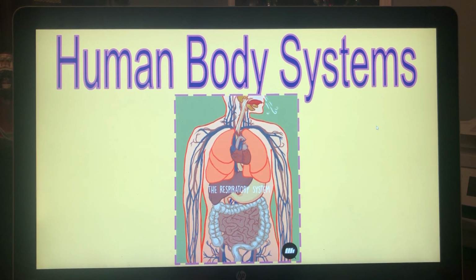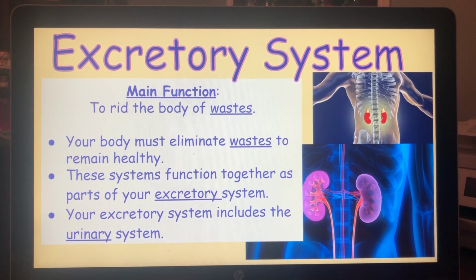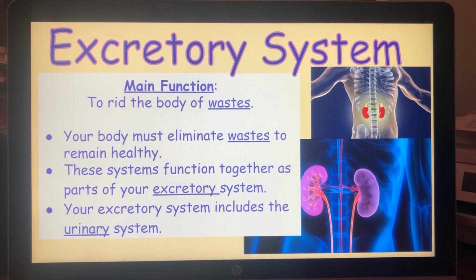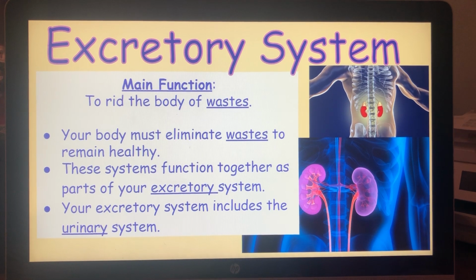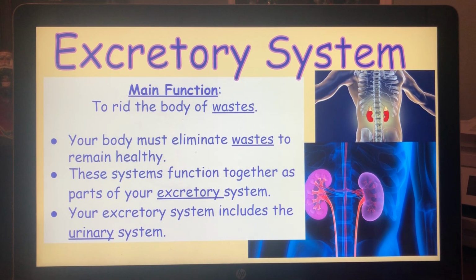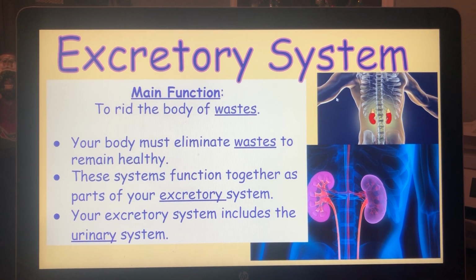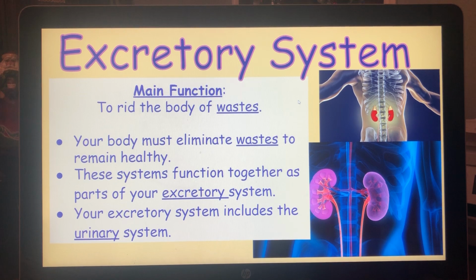Human body systems. The excretory system. The main function of the excretory system is to rid the body of waste. Your body must eliminate waste to remain healthy. These systems function together as parts of your excretory system. Your excretory system includes the urinary system.